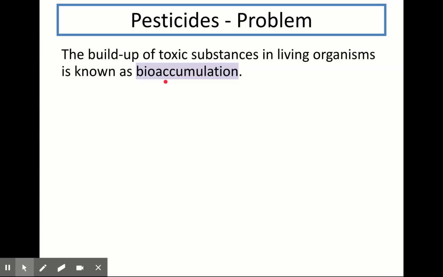And this makes sense if we break the word down. So bio means living and accumulation means build up. So the buildup of toxic substances in living organisms.